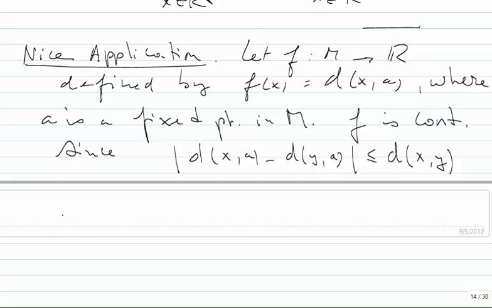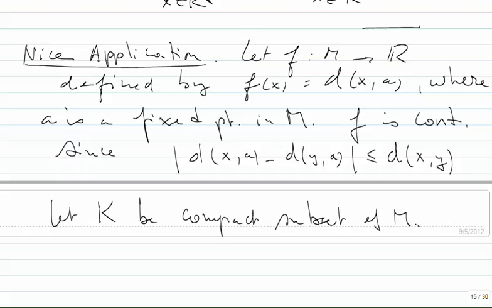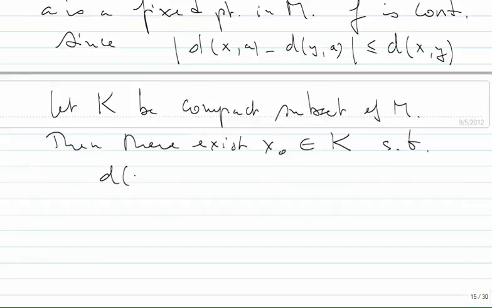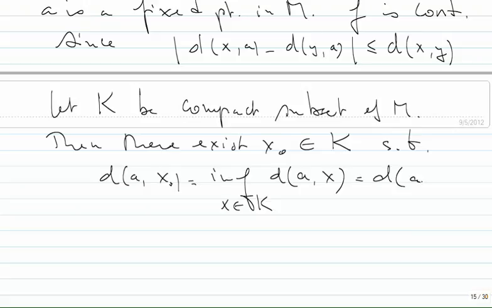So now, let K be a compact subset of M. Then there exists x0 in K, okay, such that the distance from A to x0 is equal to the infimum of the distance from A to x, x belongs to K, which we defined before as the distance from A to the subset K. So the distance from a point to a set, if the set is compact, is achieved at a certain point x0.